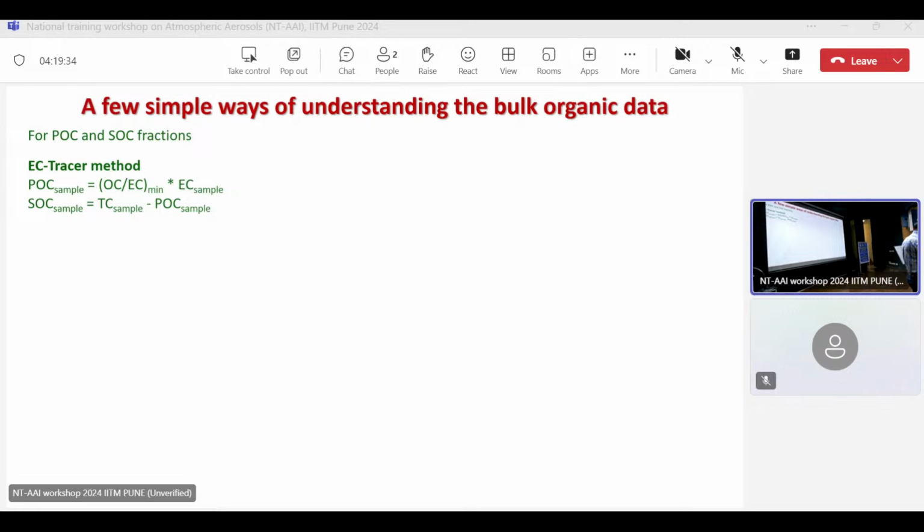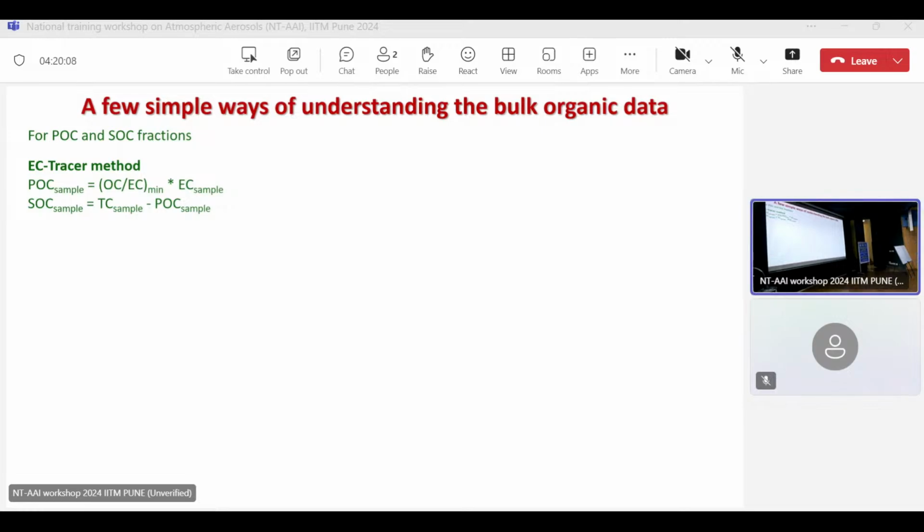We will calculate primary and secondary organic carbon with this. Okay. Now we will calculate this way. And what is the way? Here OC is the concentration and here EC. In the Excel file I put it and found out the minimum ratio. Here the assumption is that the minimum ratio whatever you are getting is from a primary source.